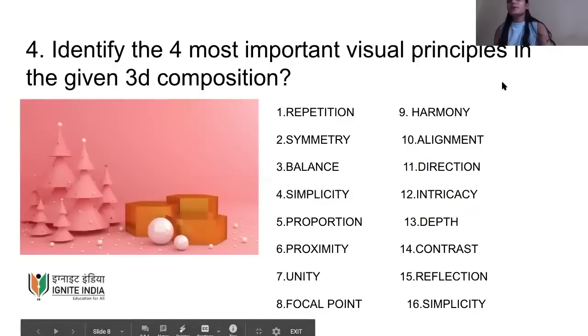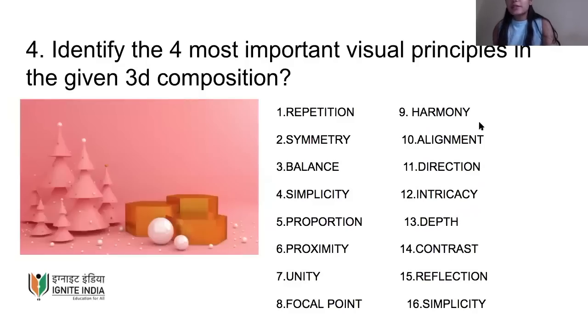Again, we have a similar question that we have seen in the previous exams and papers. Identify the 4 most important visual principles in the given 3D composition. The options are repetition, symmetry, balance, simplicity, proportion, proximity, unity, focal point, harmony, alignment, direction, intricacy, depth, contrast, reflection.